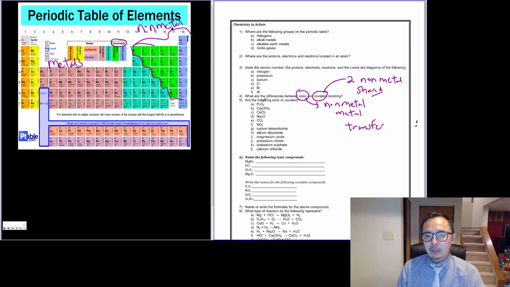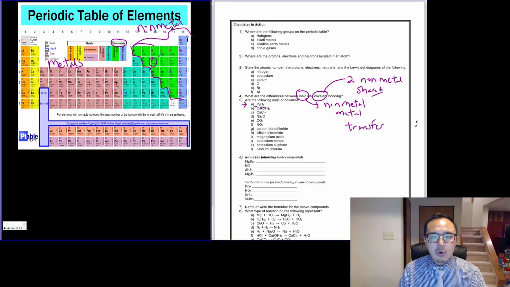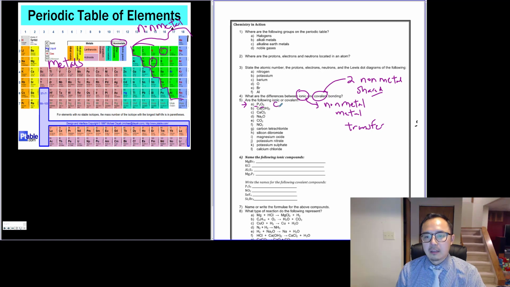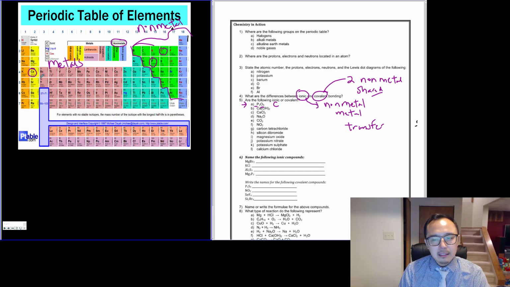So then if we were to look at number 5, we have to identify if these ones are ionic or covalent. So if you look at A, in order to determine that, you look at these elements. There's a P and there's an O. Where is the P? This side. And the O is also this side. That means that you have two non-metals. That is your covalent.